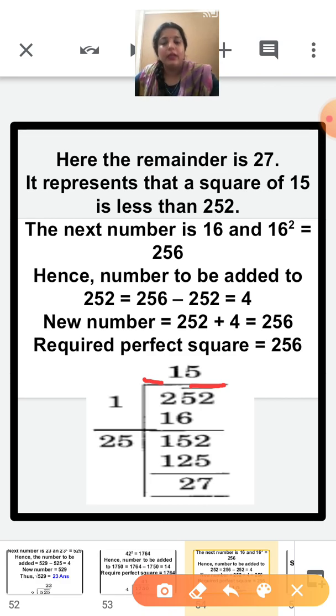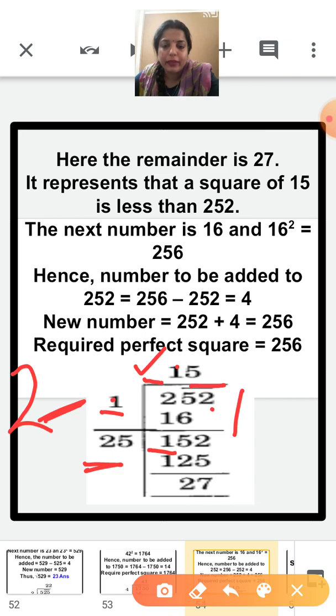You can't take that. So take 1 into 1. That gives you 1. 2 minus 1 is 1. This 52 goes down, 152. Now 1 plus 1 gives you 2 here. Now you have to fill the unit place of this.